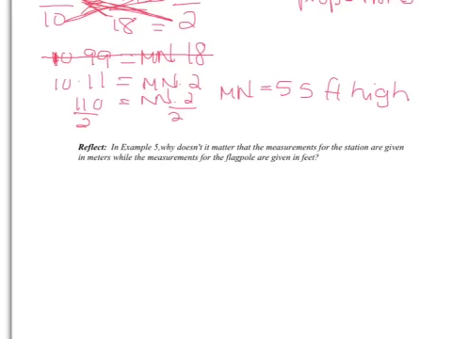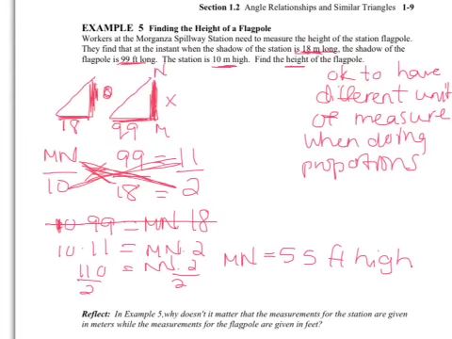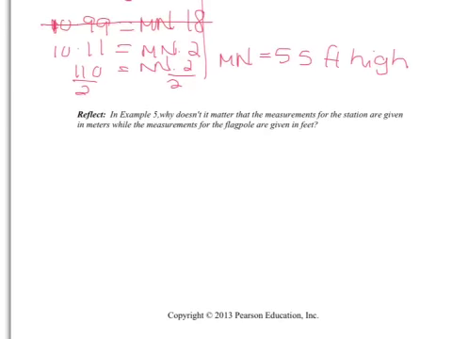If I scroll down the page more, it says, in example 5, why doesn't it matter that the measurements for the station are given in meters while the measurements for the flagpole are given in feet? Well, I told you up here, right here, that it doesn't matter because we are dealing with proportions. So if I go back down my page here, why? You could say, well, because it is proportional.